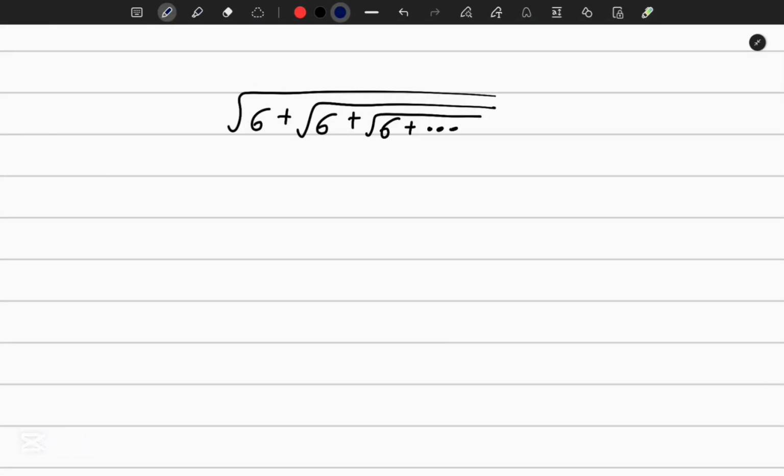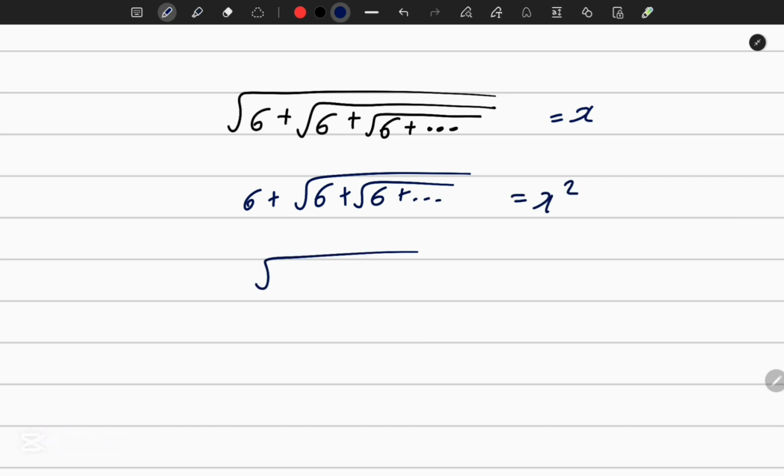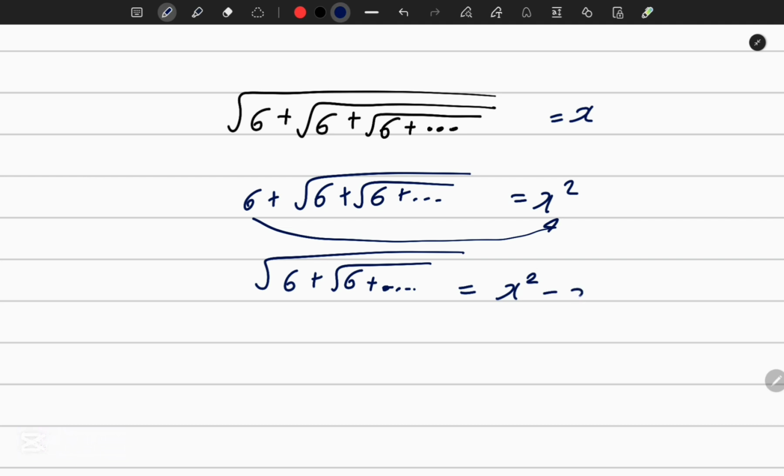So in this video I'm going to find the value of this number, right? So let's take this as x. Now I'm going to take the second power of both sides, so this is 6 plus so on equals x square. So I can write this as 6 plus so on. I'm going to take 6 to this side, so this is x square minus 6, right?